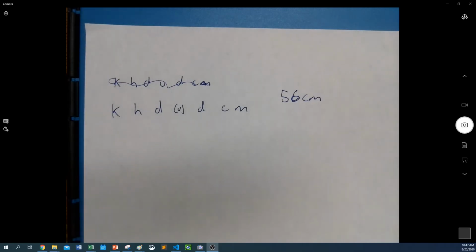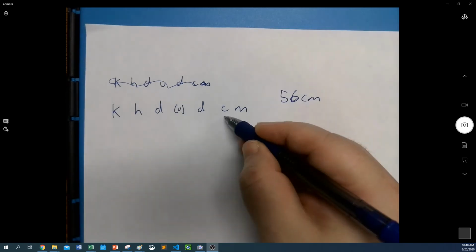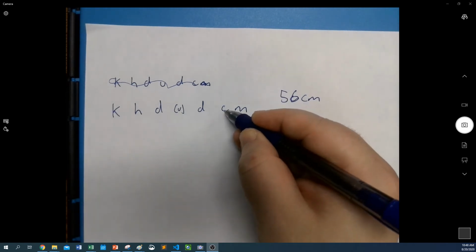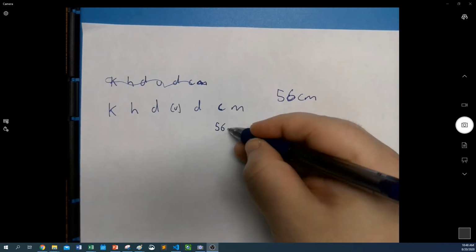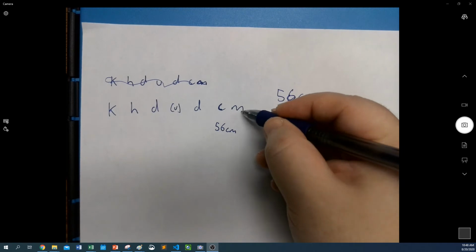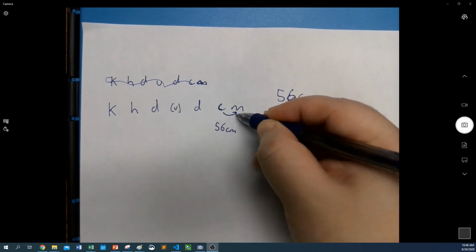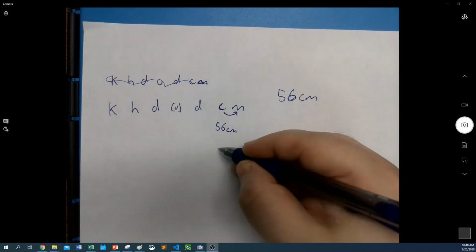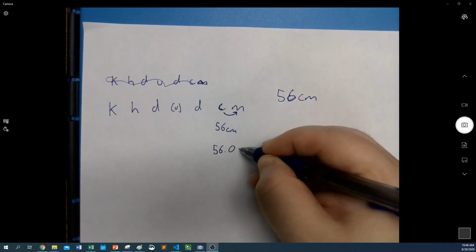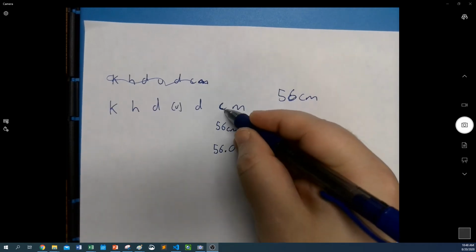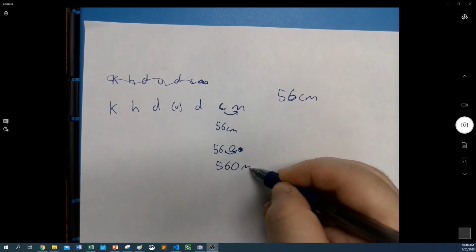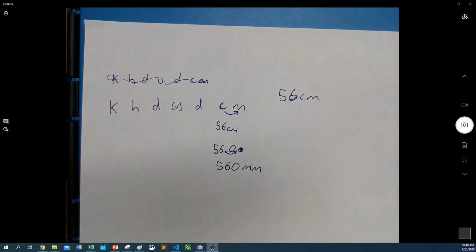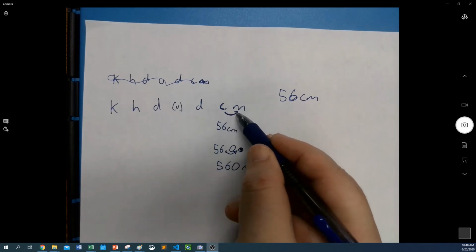So this is under centimeters. For the C, this is under C, so we have 56 centimeters. To convert it into millimeters, we move it over by 1. So over here, 56.0 centimeters. We want to convert it from centimeters to millimeters. We move this over by 1, making it 560 millimeters. Does that make sense? We move the decimal 1 spot over.